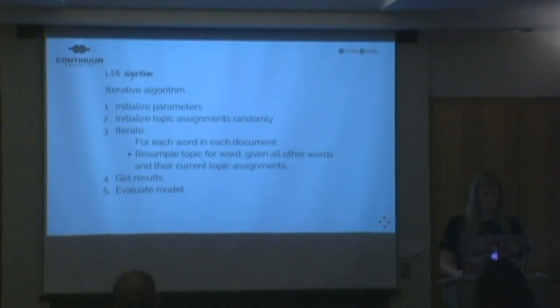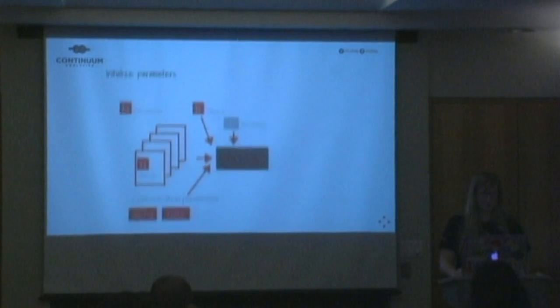So let's go a little bit deeper into what the black box is doing. The black box is going to start by initializing some parameters. It's going to assign topics randomly, and then iterate. So it's an iterative algorithm. For each word in each document, it's going to reassign the topic. Then you can get the results and evaluate the model. So let's go step by step and see how this is done.